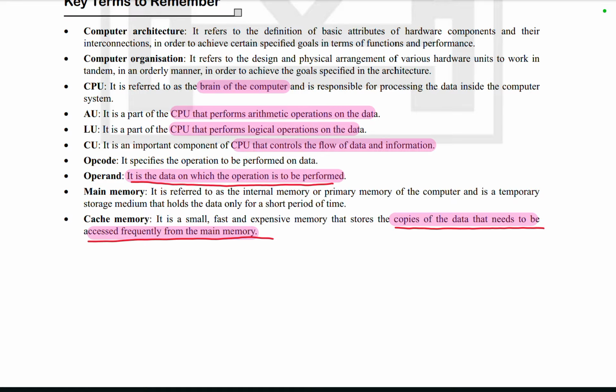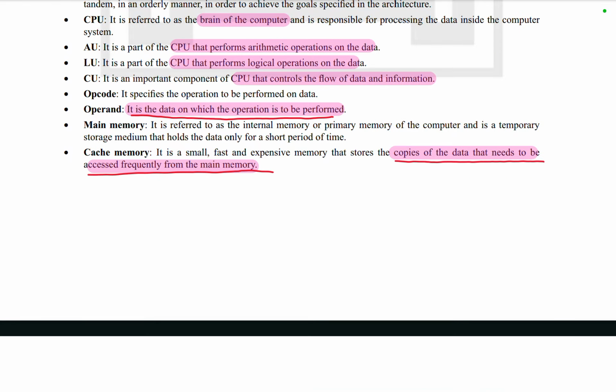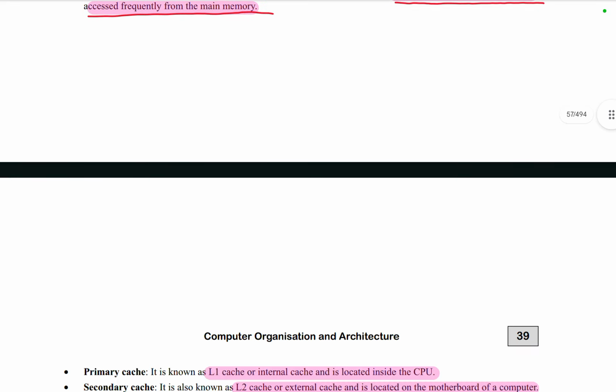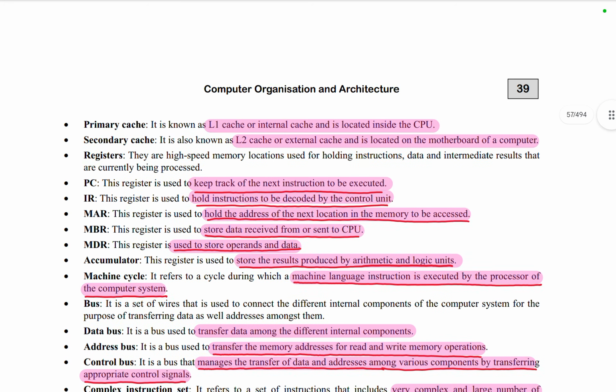Operand is data on which an operation is to be performed. Cache memory holds copies of the data that needs to be accessed frequently from the main memory. Primary cache, L1 cache or internal cache, is located inside the CPU. Secondary cache, L2 cache or external cache, is located on the motherboard of the computer.